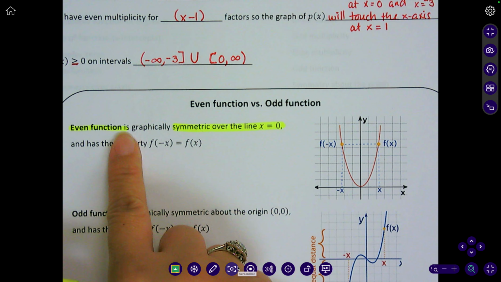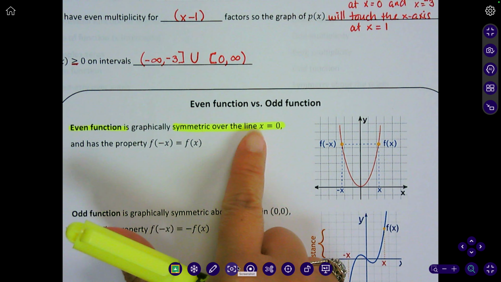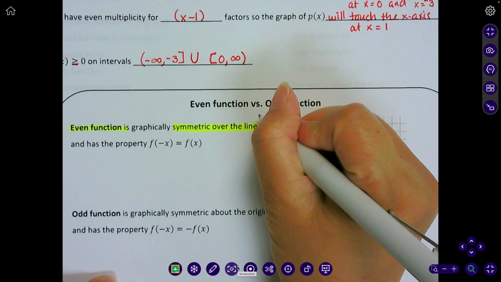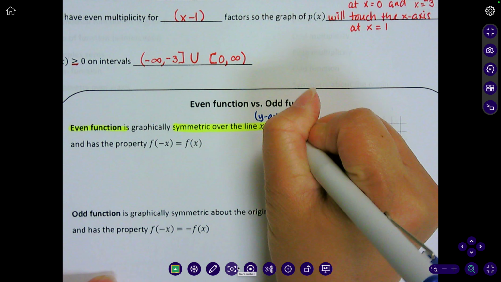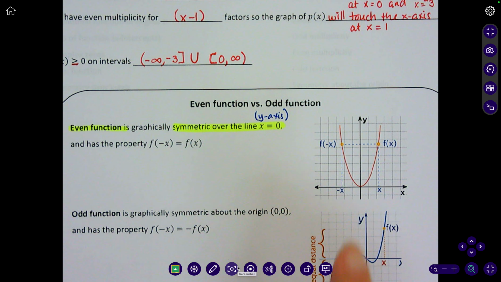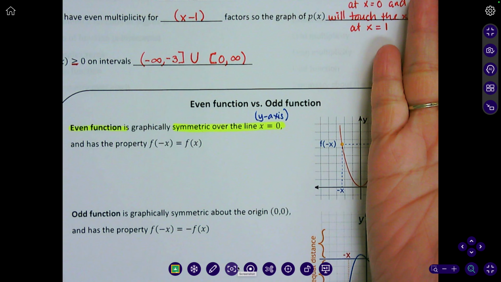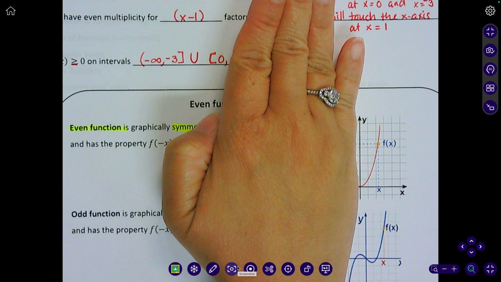An even function is a function that is graphically symmetric over the y-axis, the line x equals 0. That's just what it means. You're going to have a function like this one, and you see that it's symmetrical. That means as you flip this piece over the y-axis, you get the same thing over here. Yes, that is what it means to be symmetrical.